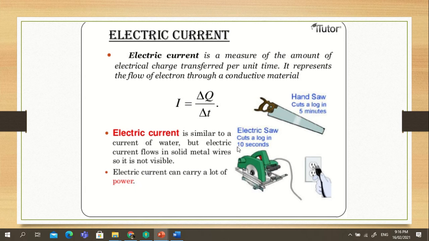One of the purposes of electric current, for example, is if you have an electric saw that cuts a log in 10 seconds. Usually a handsaw cuts a log in 5 minutes, but using electric current, we can shorten the duration of the cutting job. So that's one of the purposes of electricity or the current.